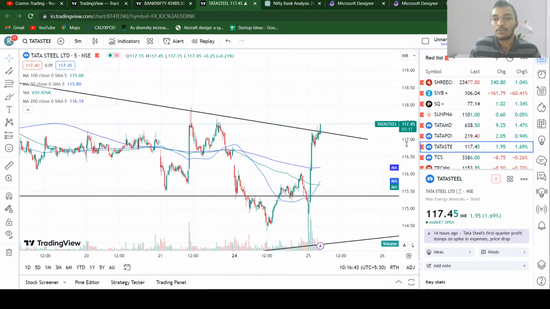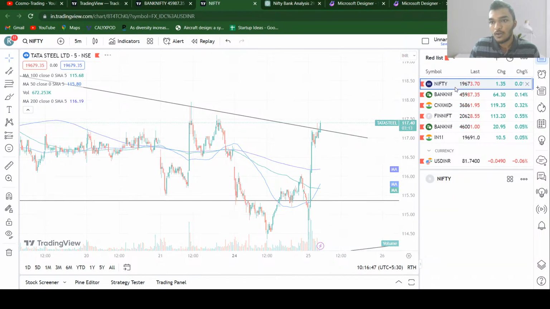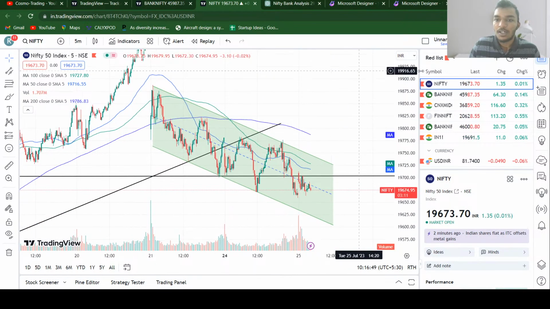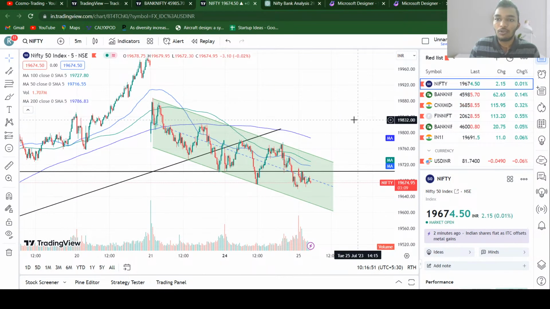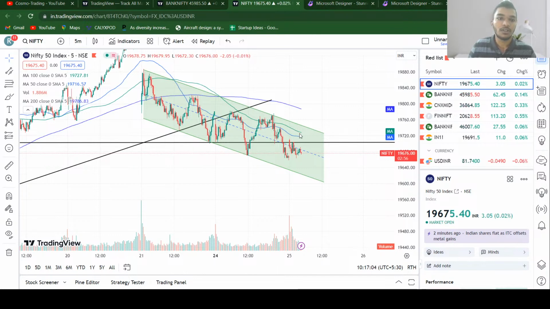So lots of situations to consider right now. Nifty is weak, and I also want to go for short on Nifty. Similar situation for Bank Nifty. If Bank Nifty crosses the 45,940 area, then I also want to go for short on Bank Nifty. So let's see how it eventually plays out.